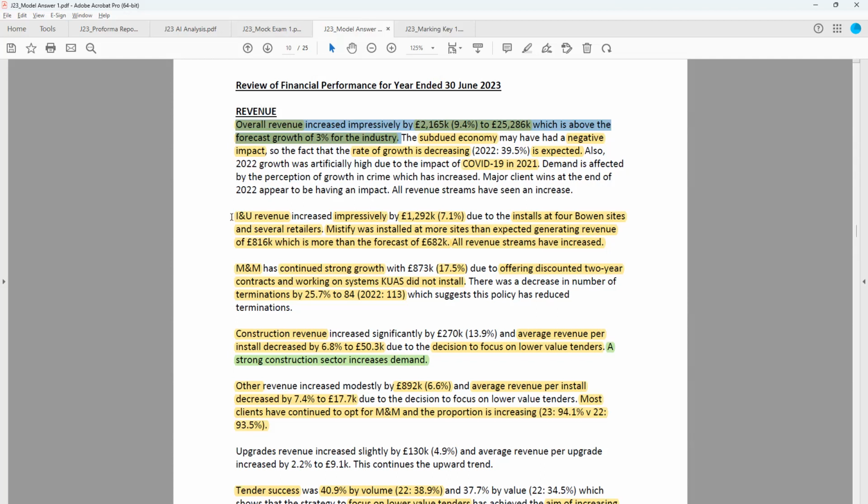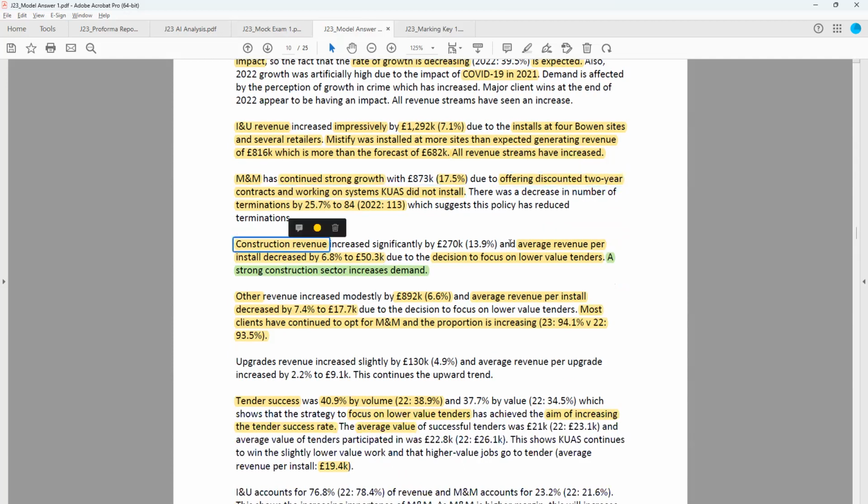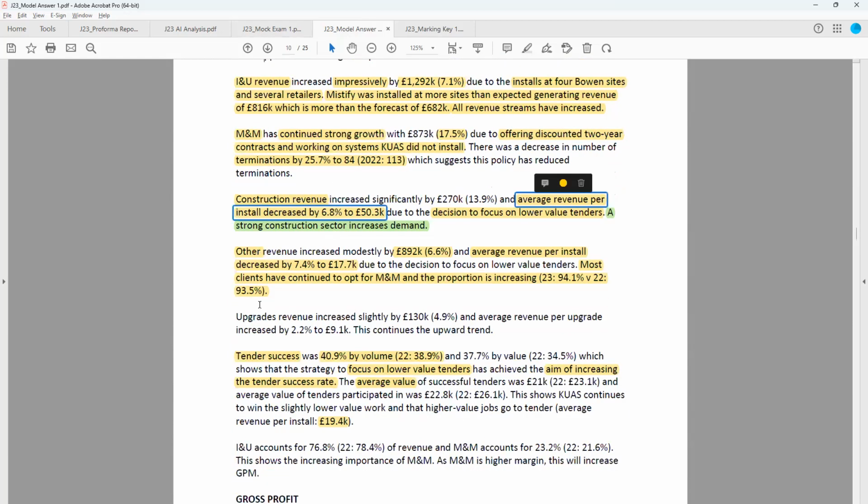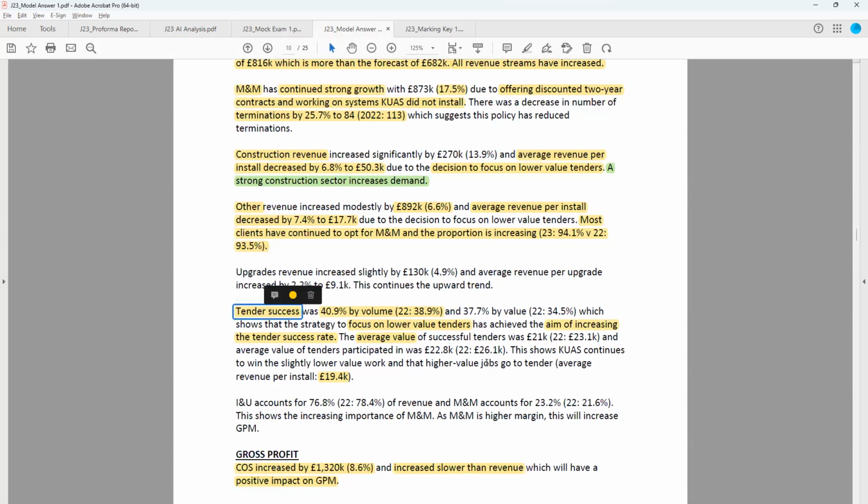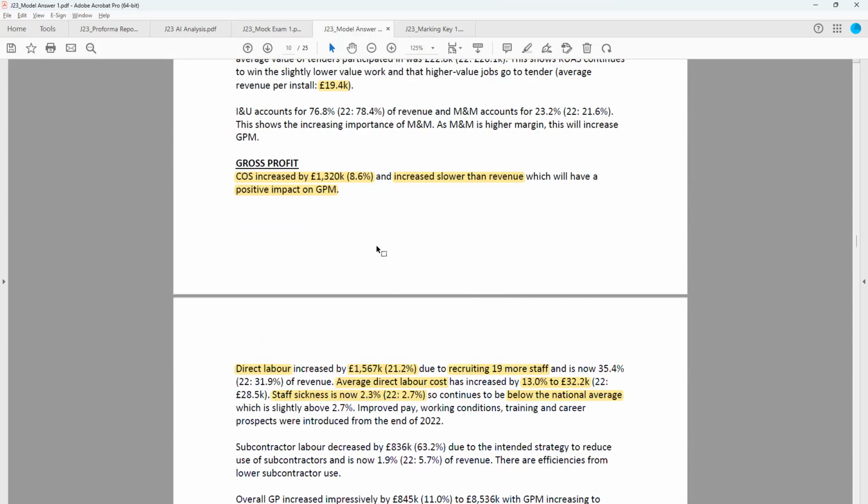So with the other ones at ICAEW, we can just take the number and the reason. And then M&M, number with the reason why. Construction, with the reason why. And then we could also comment on tender success as well, or you could leave that for the exec summary. Because there's quite a significant movement there, that is quite interesting to have.